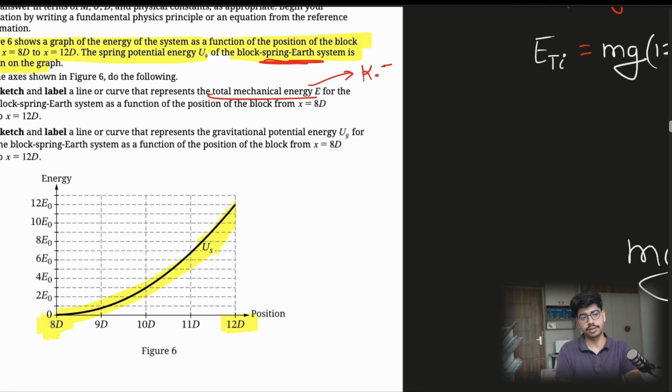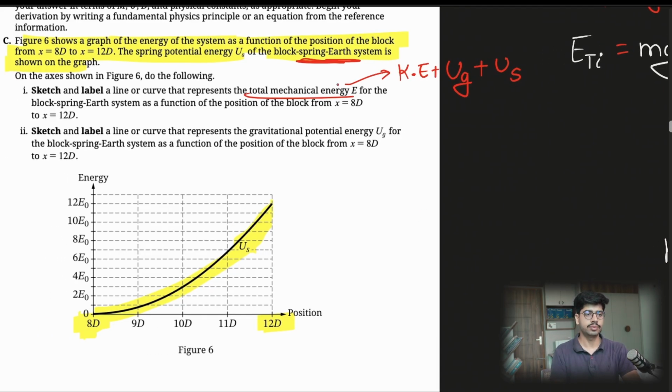In this system we have kinetic energy, and we have two types of potential energy: spring potential energy and gravitational potential energy. So we have to take both of them here. As we know, total mechanical energy is a conserved quantity, it never changes, so it will remain constant. So you can put it as a straight horizontal line. They ask you to sketch the line or a curve. So let's do that then.